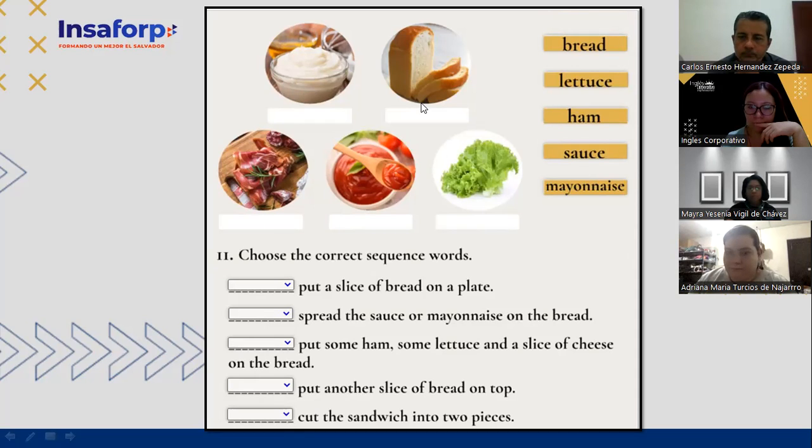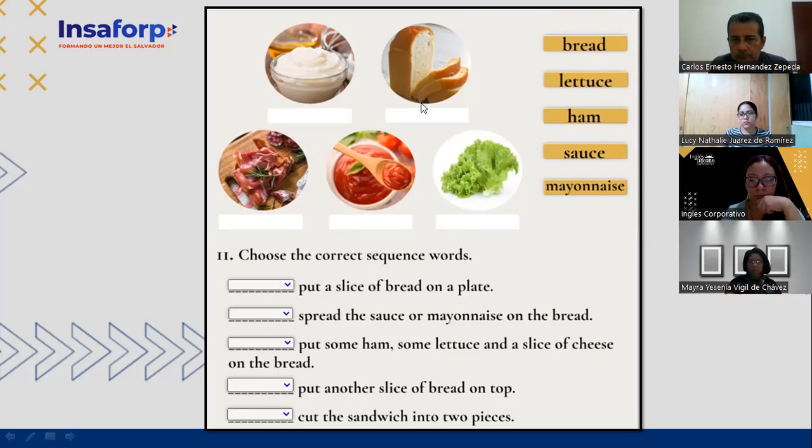Okay, first, put a slice of bread on the plate. Second, spread the sauce mayonnaise on the bread. Third, put some ham, some lettuce, and slice of cheese on the bread. Next, put another slice of bread on top. And finally, cut the sandwich into two pieces. Very good. He used cardinal numbers from one to third, and then next, and then finally. Very good, Salvador.